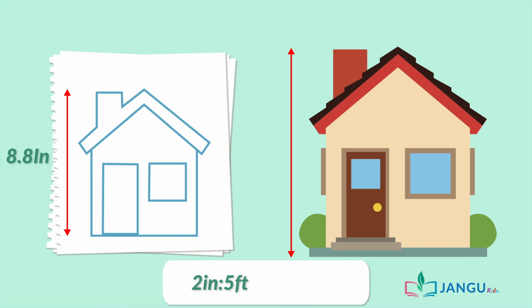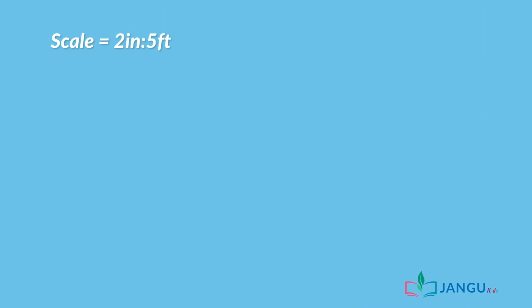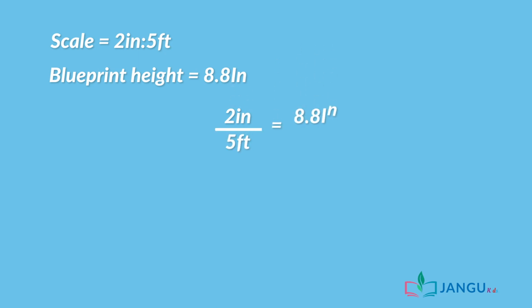Our scale is 2 inches to 5 feet, which can be written as 2 inches divided by 5 feet. To get the actual height of the house, we use our scale. Let the actual height of the house be x, since that is our unknown height. Let our scale be 2 inches to 5 feet. So, let the blueprint height be 8.8 inches. So we have 2 inches divided by 5 feet is equal to 8.8 inches divided by x.